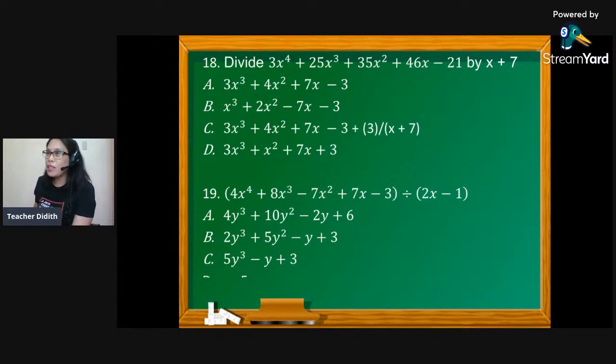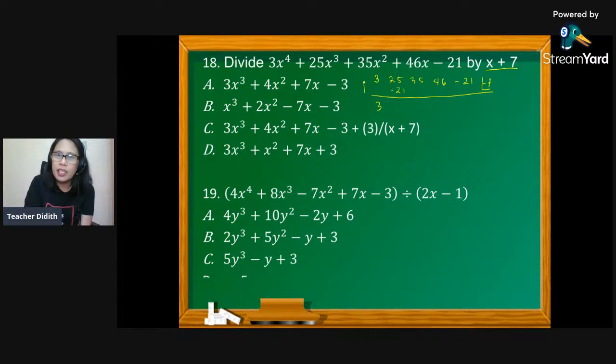Mag-solve tayo dito. Let's help grade 10 students to come up with the correct answer. So here, we'll consider the coefficients. So 3, 25, 35, 46, -21. And then, we'll equate this to 0 and solve for the root or the value of x, di ba? Okay, so this is -7. So we'll bring down 3 times -7. So this is -21. So everything is addition dito, di ba?